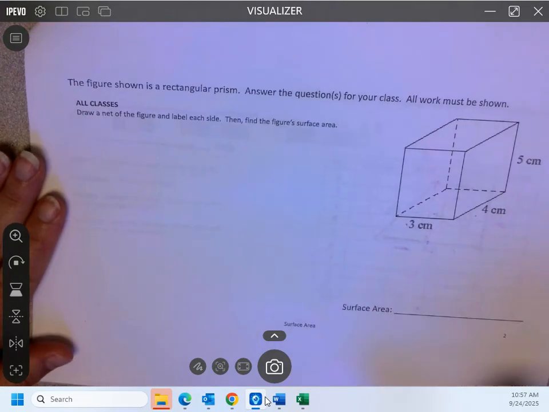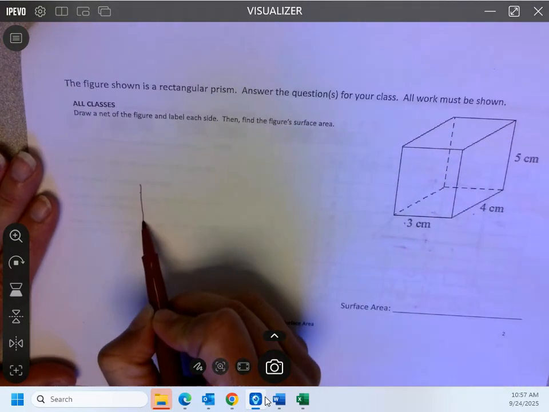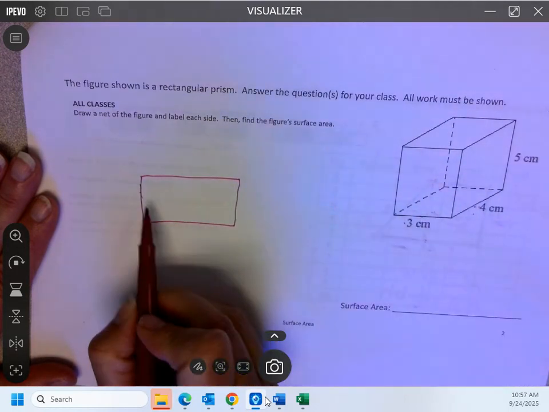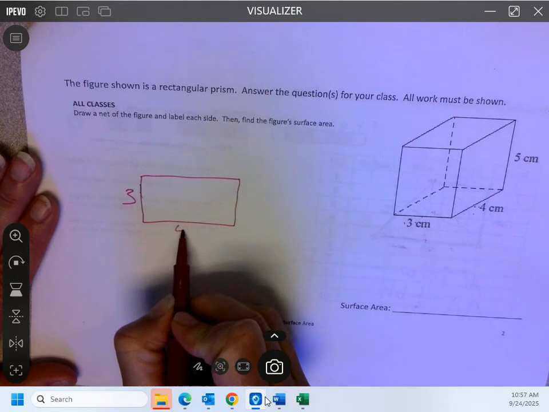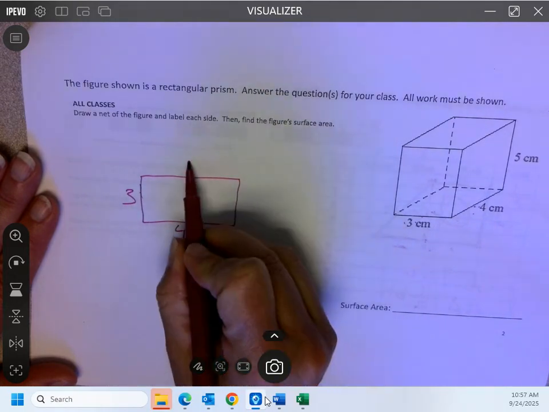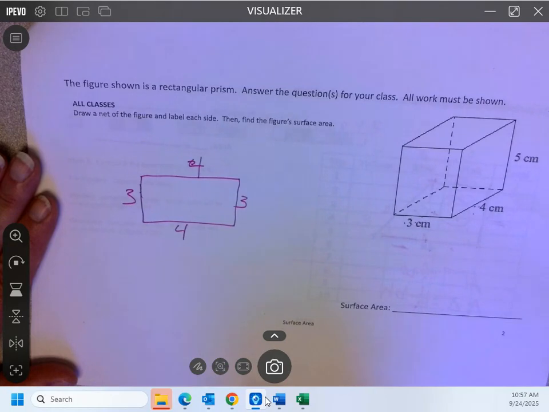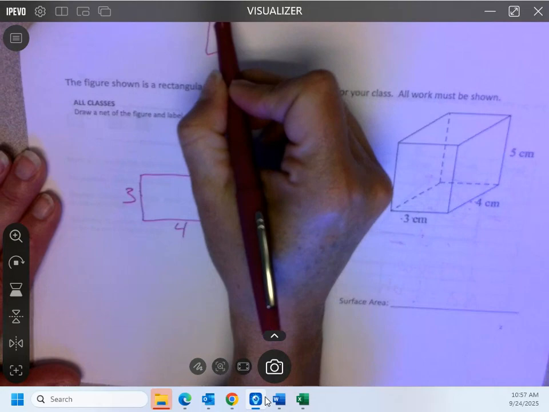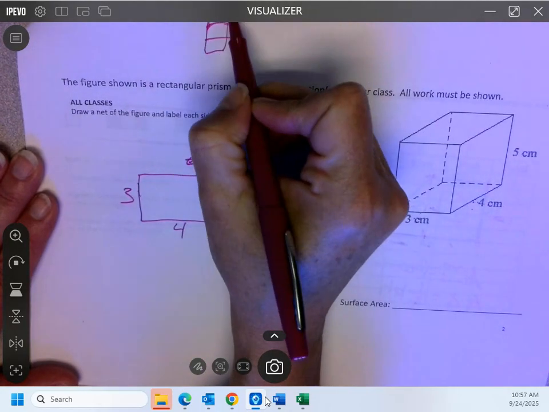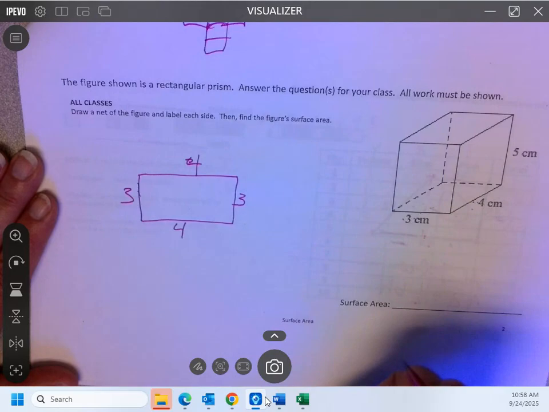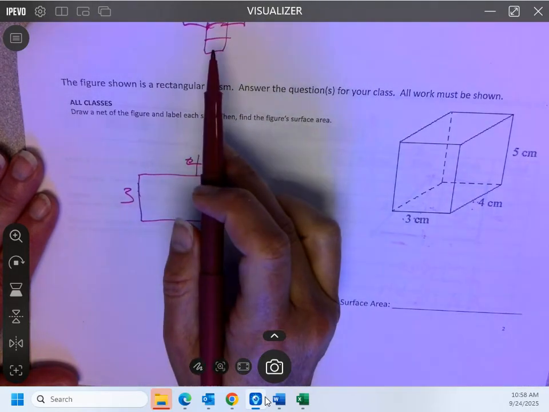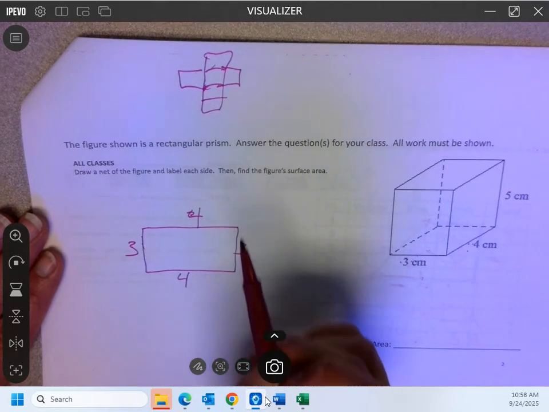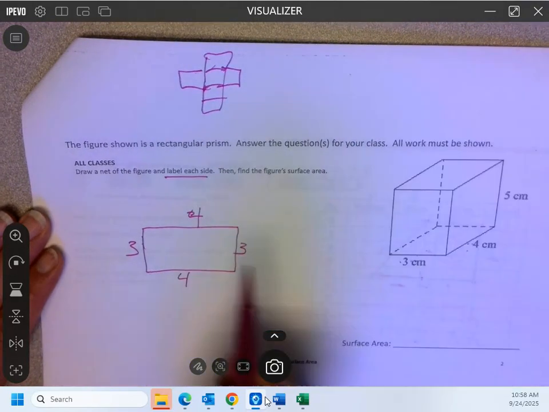When I draw my net, I always like to start with my bottom. And I'm going to label my bottom. So my short side is 3 centimeters, my long side is 4 centimeters. So I'm going to label all 4 sides. Then I know, like with my cube, that it made that T shape, right? So this rectangular prism is going to make a T shape, but they're not the same lengths. I need to label each side's length.